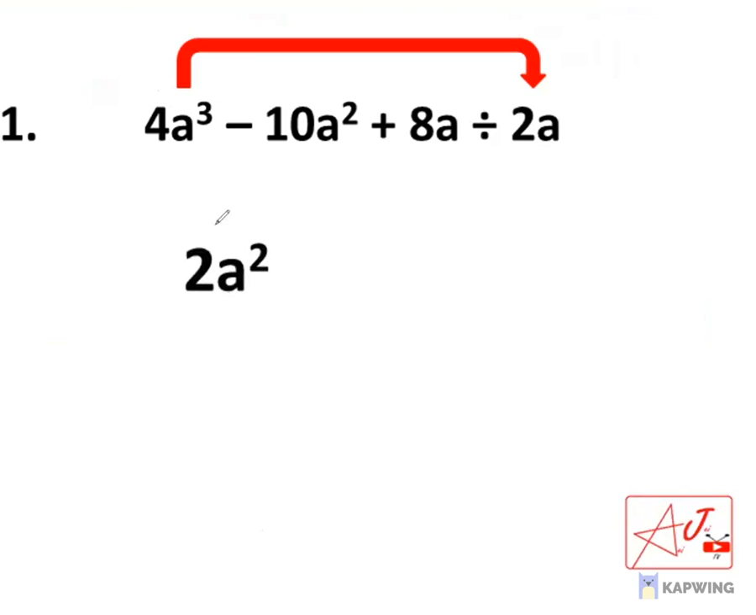4 divided by 2 is 2. So, bakit po siya naging a squared? Kasi we have 3 here and then 1 here. So, 3 minus 1 is 2.